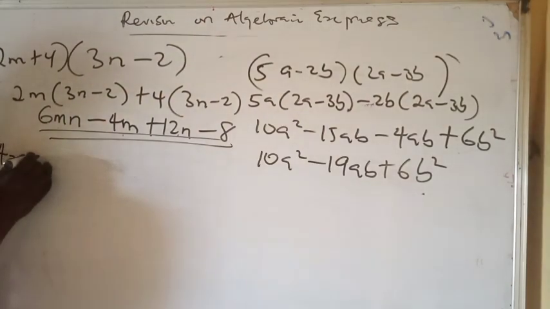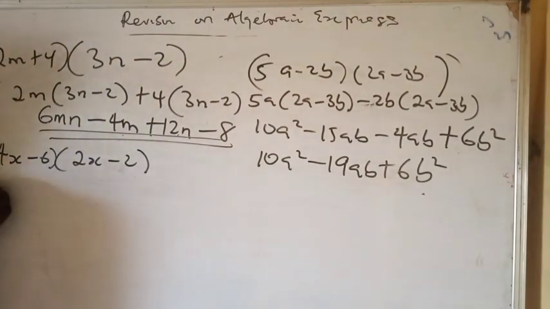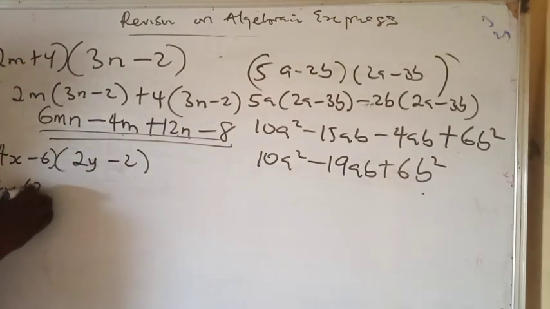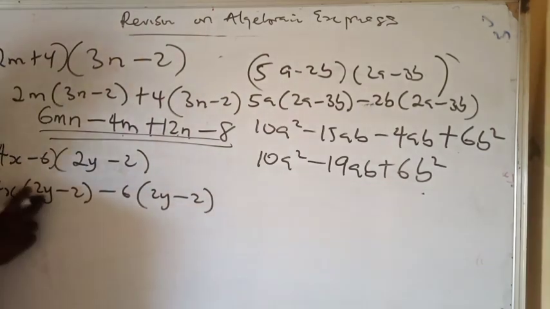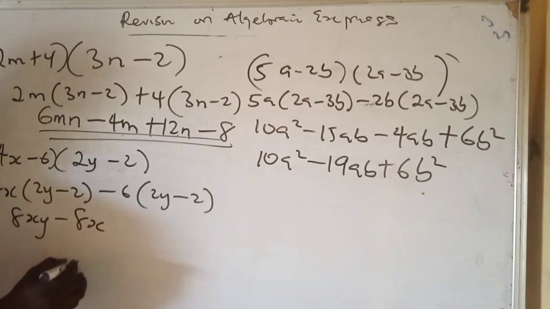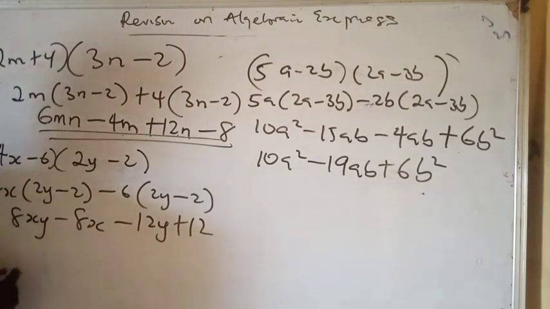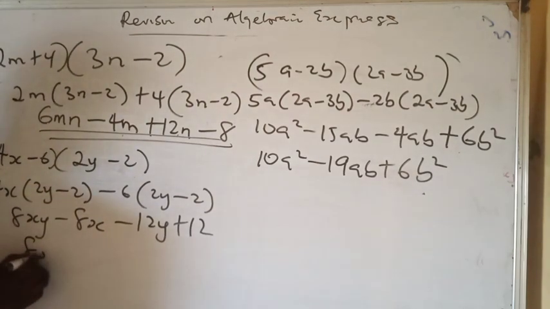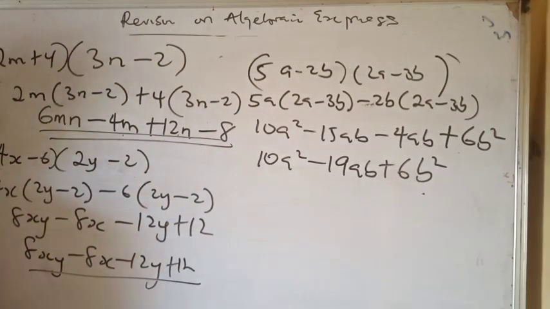You can see 4x minus 6 into bracket 2x minus 2. If I want to do this one, it becomes what? Okay, let me make this one to be y. This one becomes what? Let's go. 4x into bracket 2y minus 6 into bracket 2y minus 2. What times what do you have? 8xy minus 8x minus 12y plus 12. Watch here. This one becomes 8xy minus 8x minus 12y plus 12. That becomes our answer. Are we clear with that? Yes, sir. Take it down.